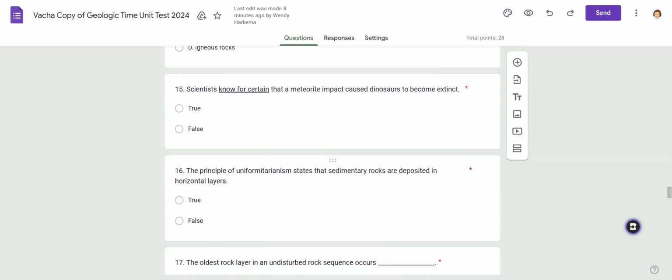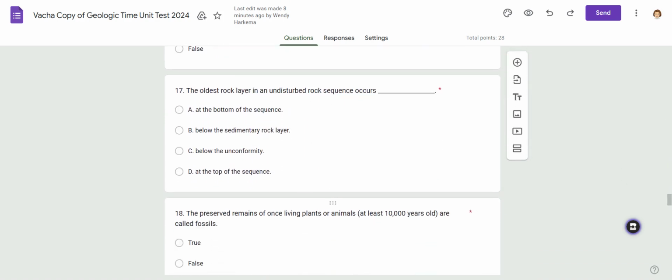15, true or false? Scientists know for certain that a meteorite impact caused dinosaurs to become extinct. True, false. 16, true or false? The principle of uniformitarianism states that sedimentary rocks are deposited in horizontal layers. True, false.